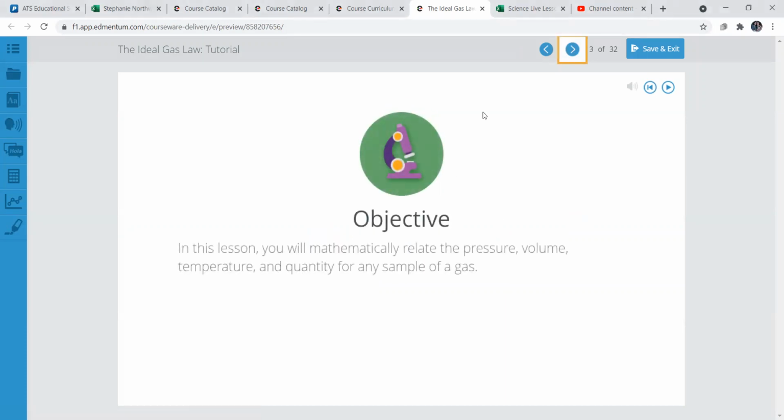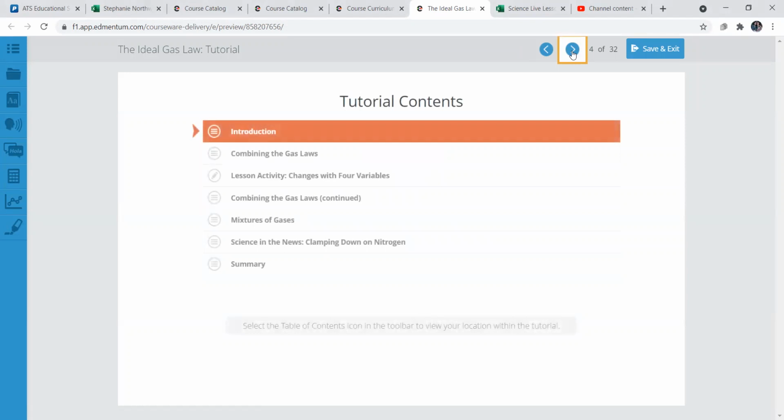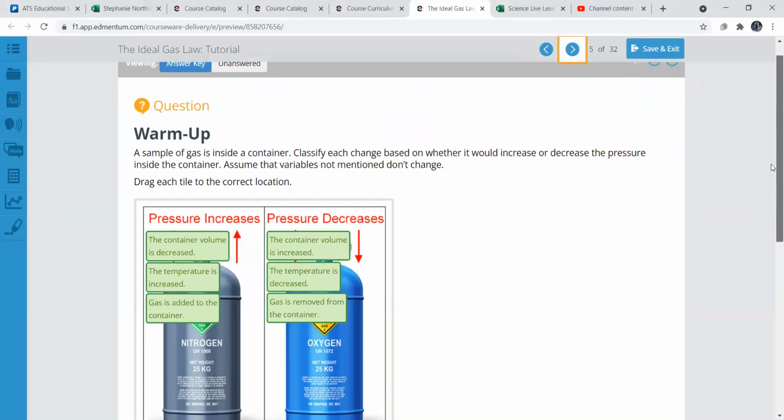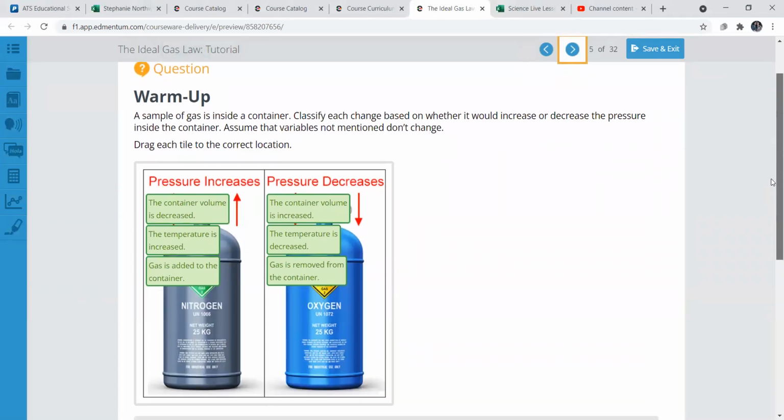Briefly go over this. So let's figure out what we are going to talk about. I will show you this one. This is a sample of gas inside a container. We have nitrogen and oxygen, two different gases. Pressure increases, the container volume decreased, the temperature increased, gas is added to the container. Pressure decreases, the container volume increased, the temperature decreased, gas is removed.